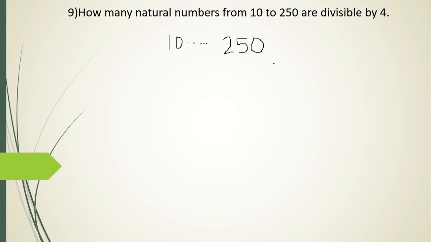Now in this, divisible by 4, you have to start with. So 12 is the first number divisible by 4. Then 16. Then 20.